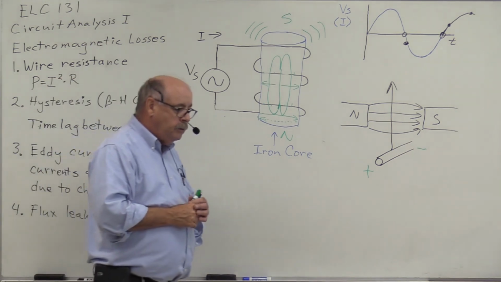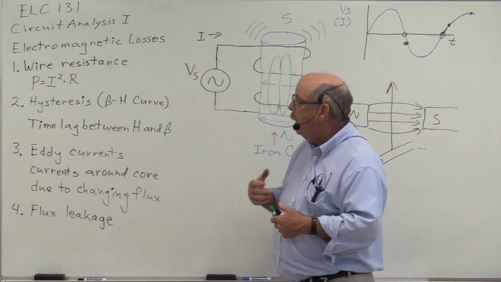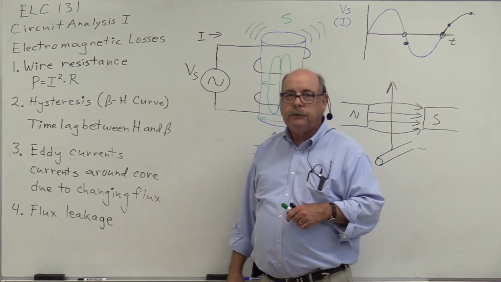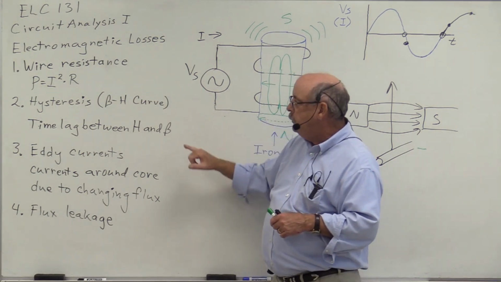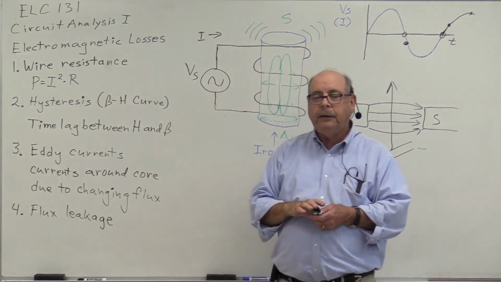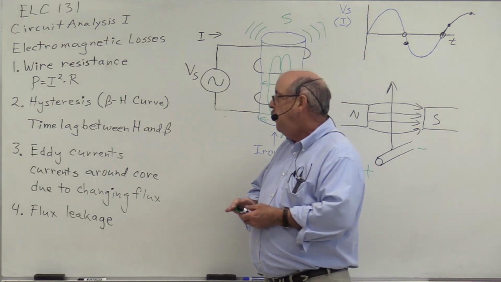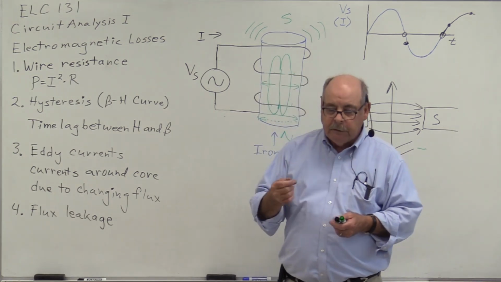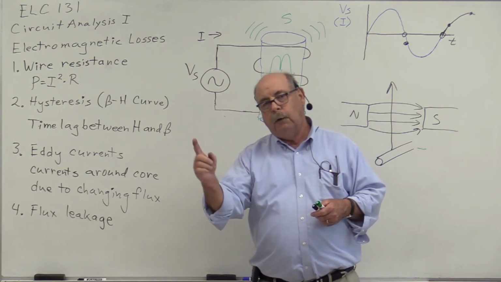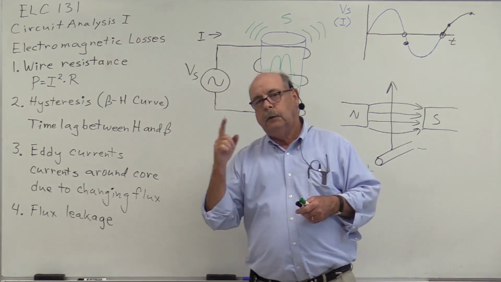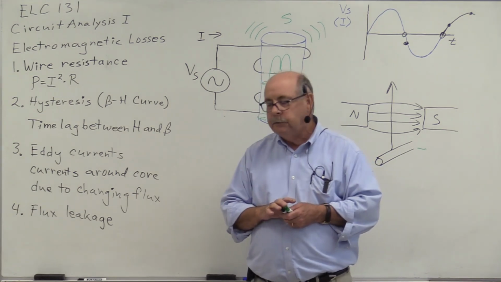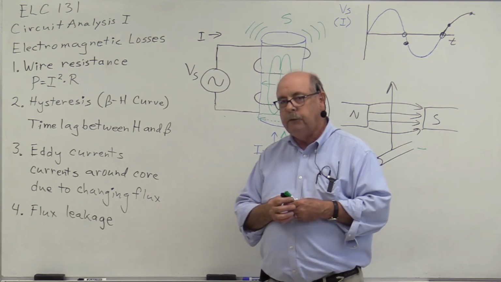So again, our source of losses in terms of magnitude are due to wire resistance or copper losses. They're due to hysteresis, which again is simply a time lag between the magnetizing force and the flux density. Eddy currents, again, are currents that flow around the core material due to expanding and or contracting magnetic fields, and also due to flux leakage.